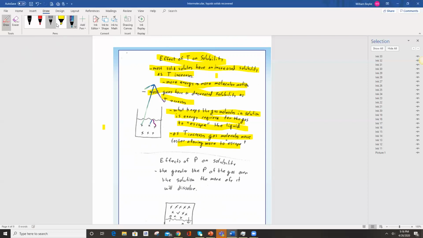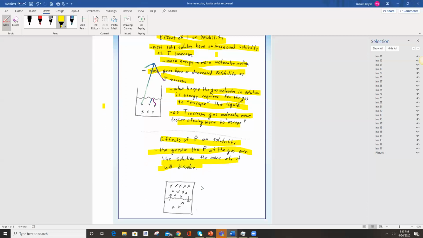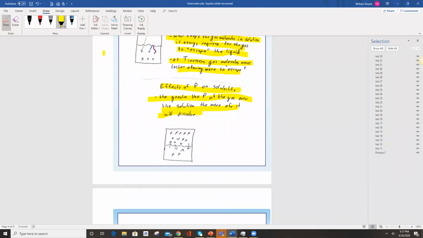We also have pressure, which can affect solubility as well. Again, this is only for gases. What pressure does is the greater the pressure of the gas over the solution, the more of it will dissolve. So here I drew a closed container of a carbonated beverage. Here I have gas particles in solution and above, and some of them are going out of solution, some are going in. If I have a lot of pressure above the solution, that's going to force more of it into the solution and I get more carbonation that way.